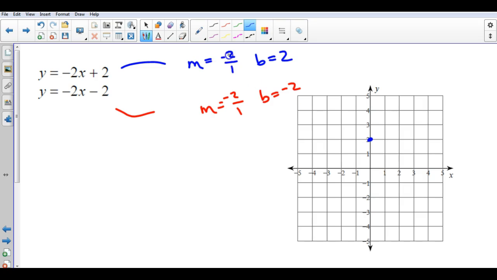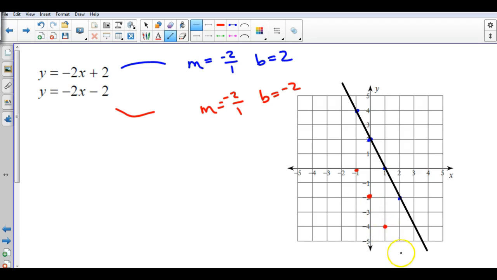So I'm starting at up 2. My slope is going down 2 and over 1, or I could go up 2 and to the left 1. So I'm going to connect those dots. And then I'm going to do the other one. So this one's starting at -2. But also, the slope is going down 2 and to the right 1, or up 2 and to the left 1.